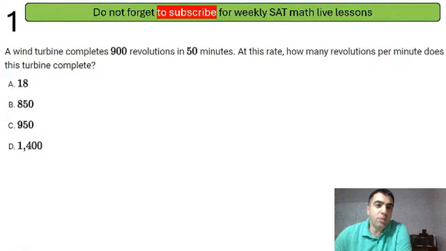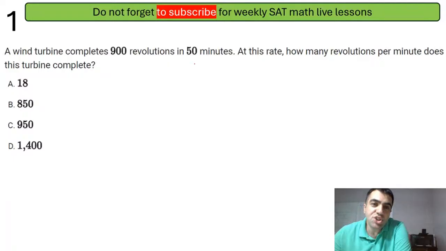A wind turbine completes 900 revolutions in 50 minutes. At this rate, how many revolutions per minute does this turbine complete?